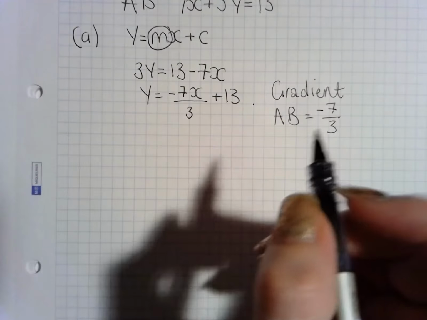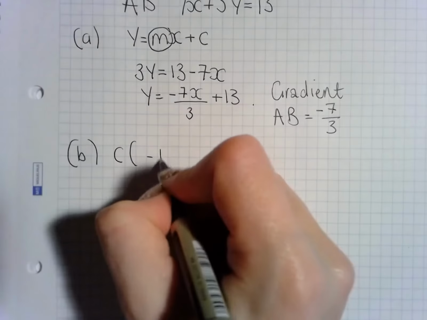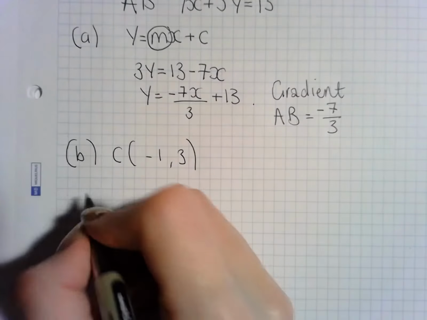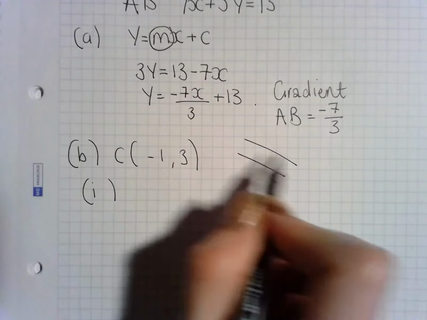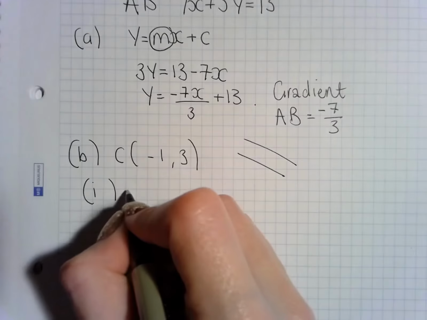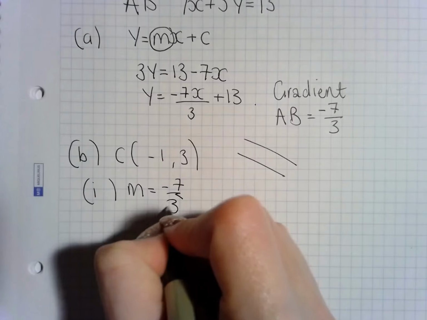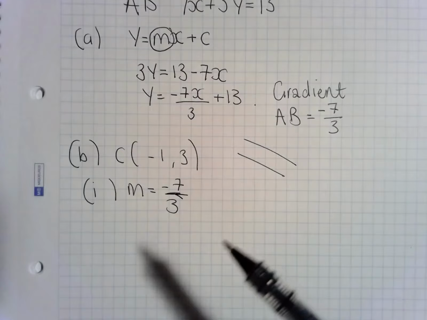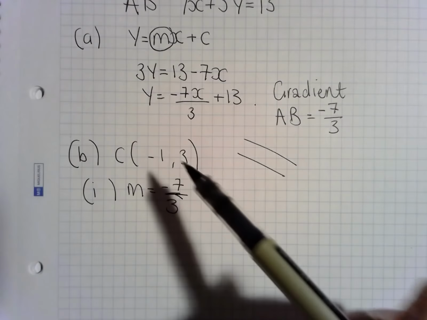Okay, so part B says the point C has coordinates minus 1, 3. Part I, find an equation of the line which passes through the point C and which is parallel to AB. If it's parallel to AB, then it has the same gradient. Two parallel lines have the same gradient. So we know that the gradient is minus 7 over 3, and we know a point.